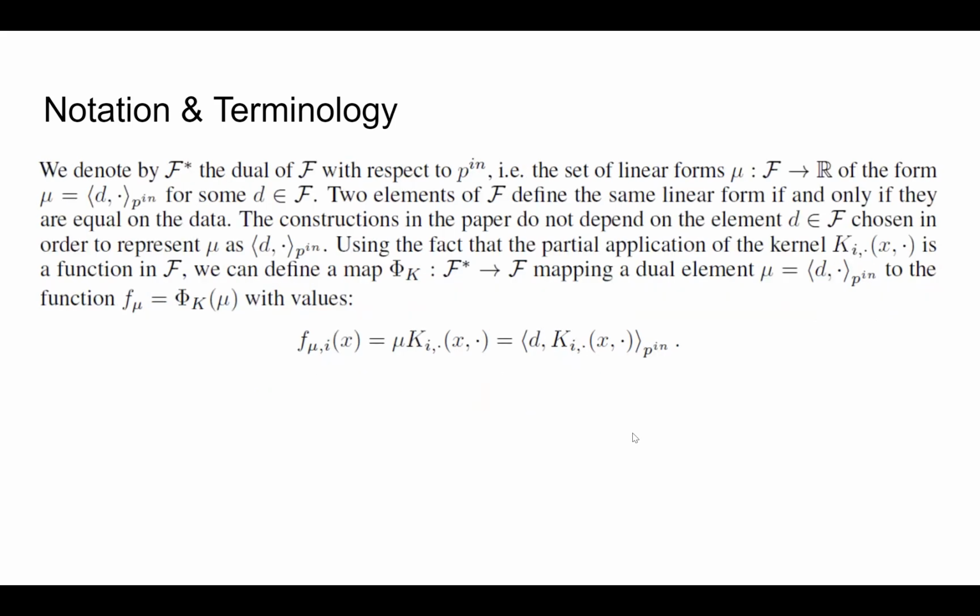And we need to define the dual space of the functional space F to be F star, where each element in the dual space is just some kind of linear form, mu, which takes in a function and outputs a scalar. So we can define a mapping called phi K from the dual space of the function space F star to the function space F, mapping a dual element mu to the function f mu, and the mapping is defined here.